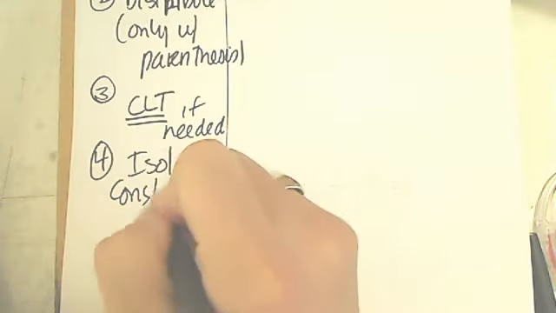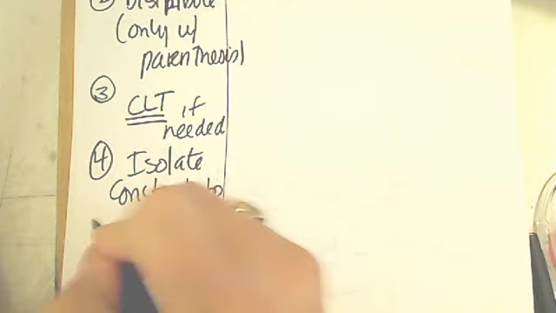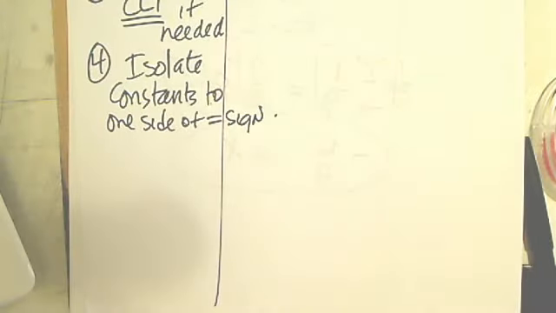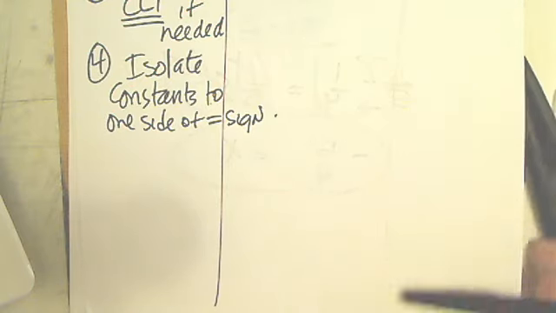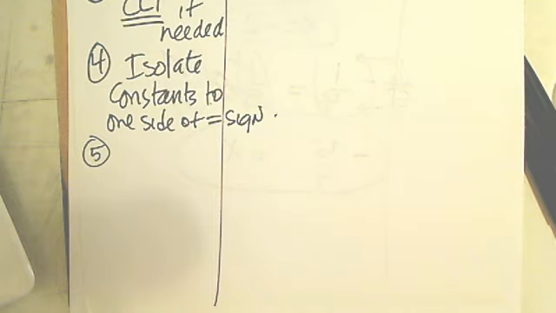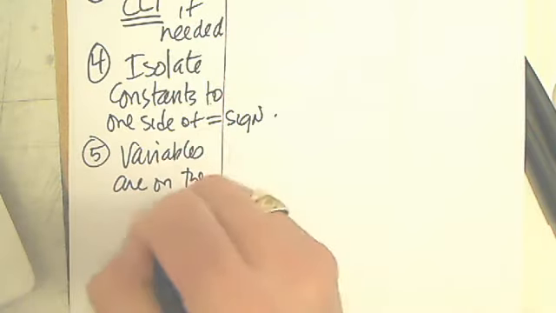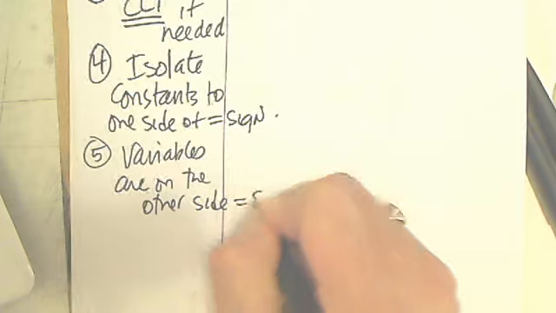Isolate the constants to one side of the equal sign. You isolate the constants to one side of the equal sign. Okay, if constants go to one side, what's on the other side? Variables. Variables are on the other side of the equal sign.